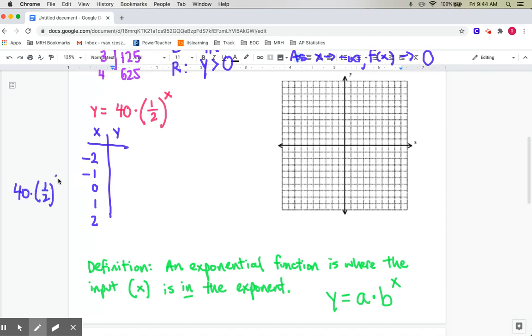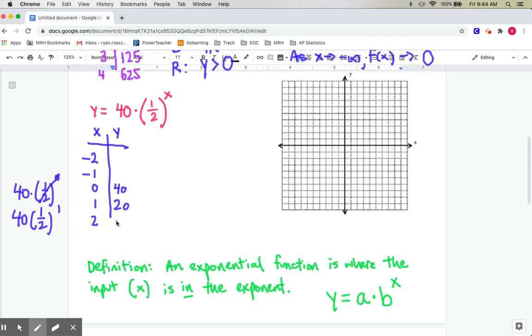So for example, if I wanted to do a 0 plugged in, it would be 40 times 1/2 to the 0 power. I have to do the exponent part first. 1/2 to the 0 is 1, times 40 gets me a 40. You, of course, can just type this in the calculator as well. If you just type it in with a 0 in there, it'll tell you the answer. If I do a +1, that's going to be 1/2 times 40, which is 20.